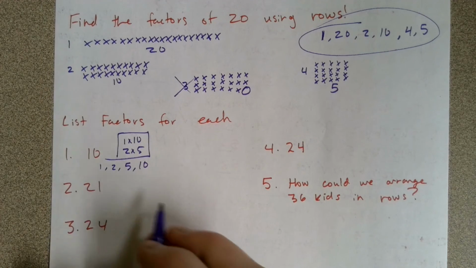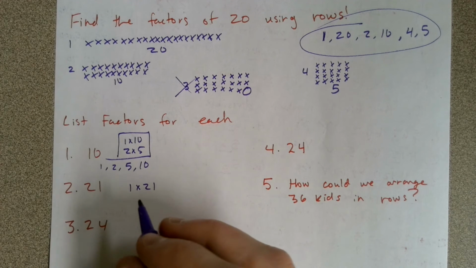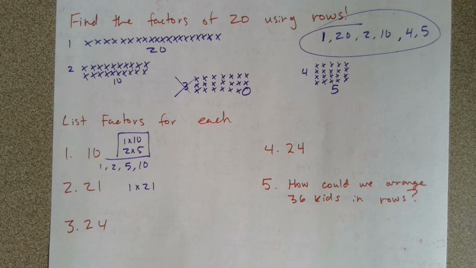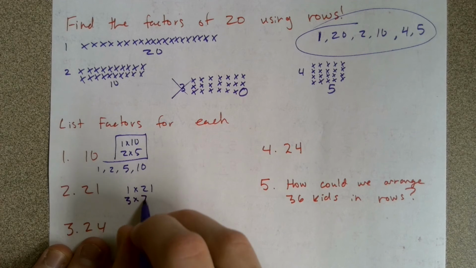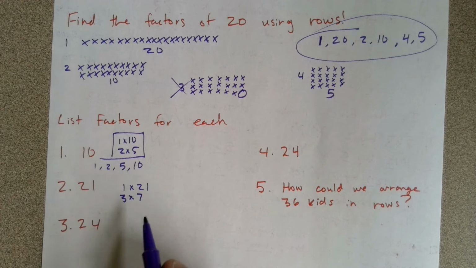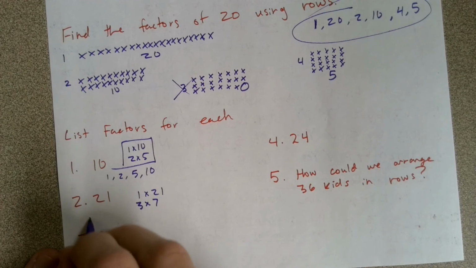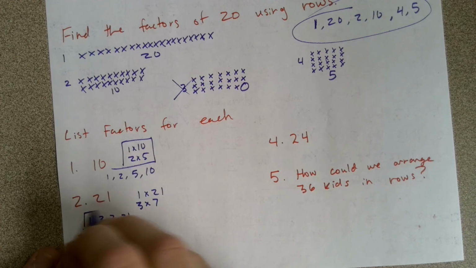21, let's think it out here. We got 1 times 21. Notice that's almost always going to be a factor. Well, it is always going to be a factor. 1 times itself is always going to be a factor. 2 times, nope. 3, yep, 3 times 7 gets us 21. 4 times, no. 5 times, no. 6 times, no. 7 times, no. 8, 9, nope. We are done. 1, 3, 7, 21.